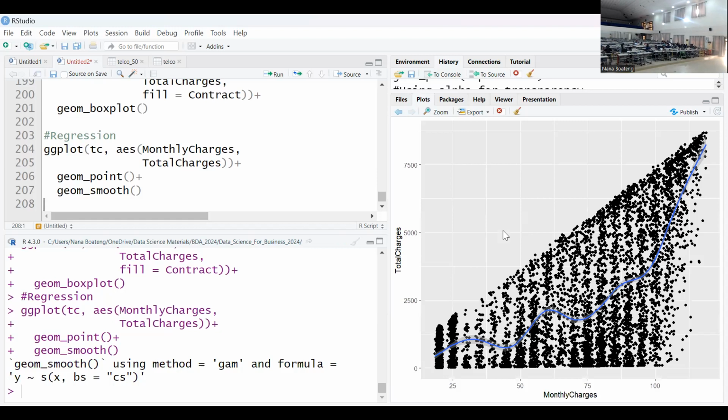So it's giving us the monthly charges. So give us the scatter plot. All right. And then you can see the regression line, blue line there. Okay. All right.